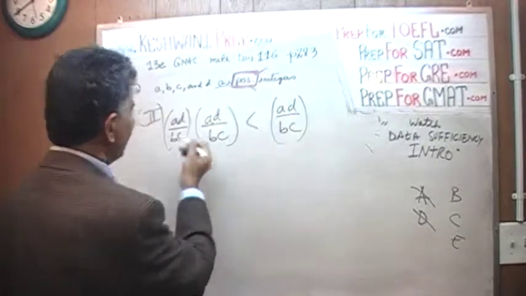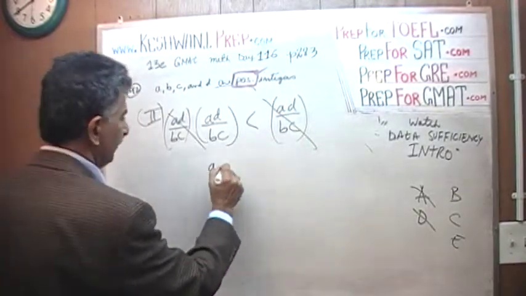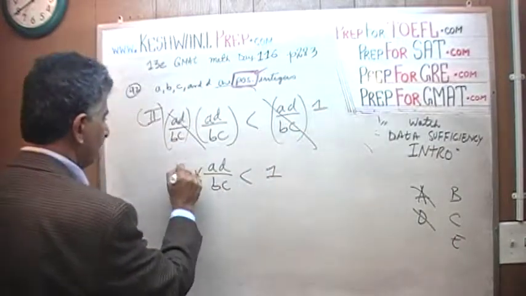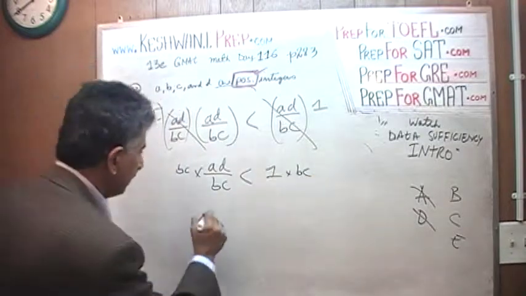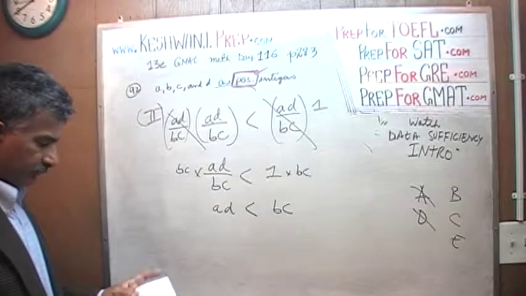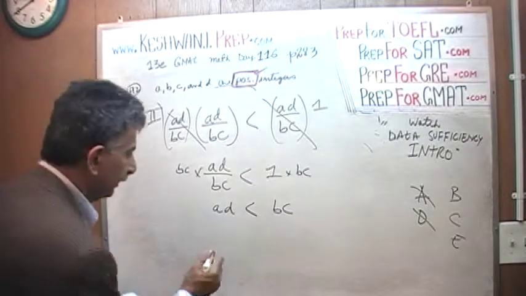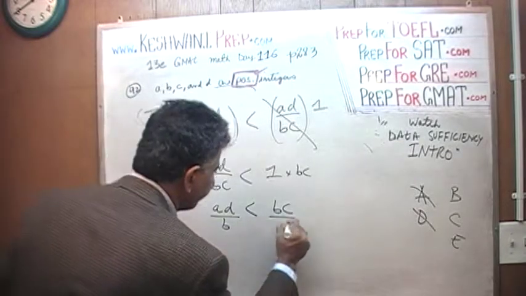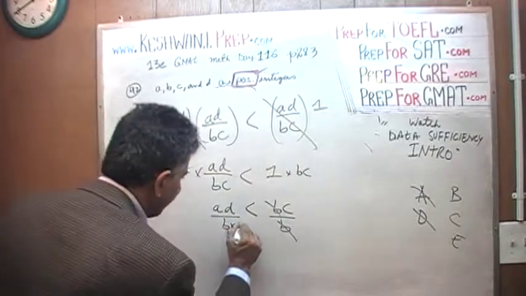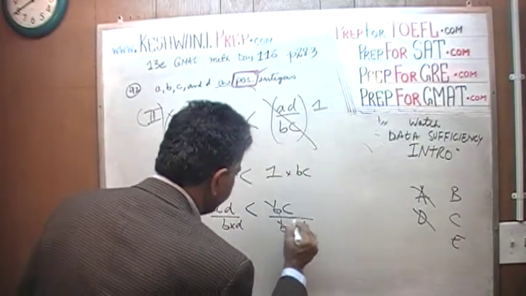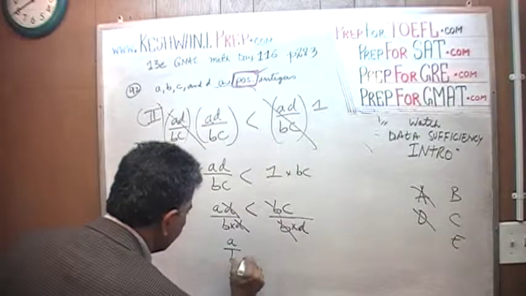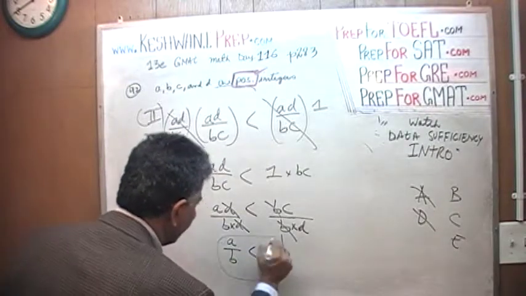I see AD over BC here, I see AD over BC here, just cross them out, and you end up with AD over BC is less than 1, because this is just 1 now. Cross multiply both sides by BC, then AD is less than BC. And the question was, is A over B less than, so divide both sides by B now. This B drops out, divide both sides by D, and this D drops out, and you end up with A over B is less than C over D. Voila.